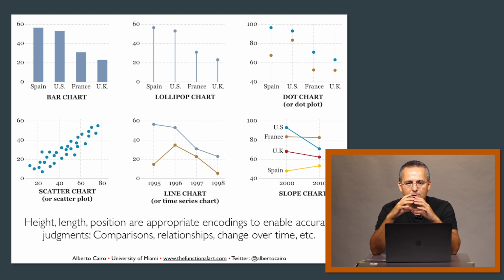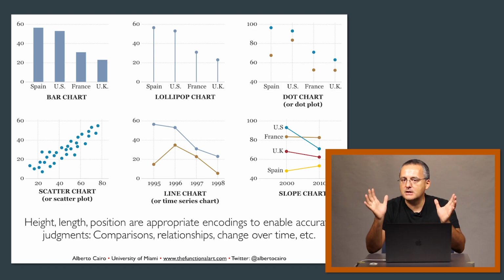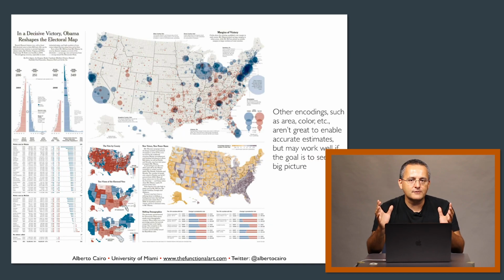Encodings such as, for example, area or angle or color and so on and so forth, they are not that great if the purpose of your visualization is accurate estimates, but they can be incredibly helpful when the goal of your visualization is to provide the big picture of the data, an overview of the data. Area, color, angle, etc., and other encodings that we saw in a previous portion of these videos, they may be useful in cases such as this one, for example.